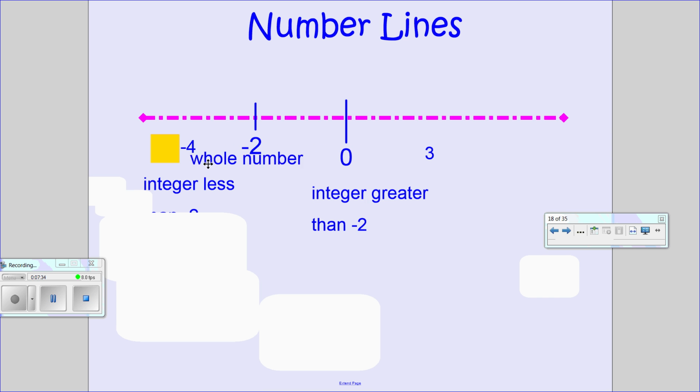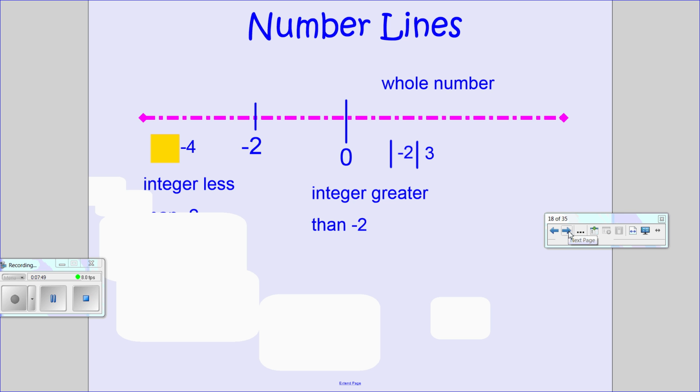Whole numbers. Where would you find whole numbers? Whole numbers are positives and the absolute value of -2. How far is -2 from 0? What's the distance of -2 from 0? 2 units. So we go right there.